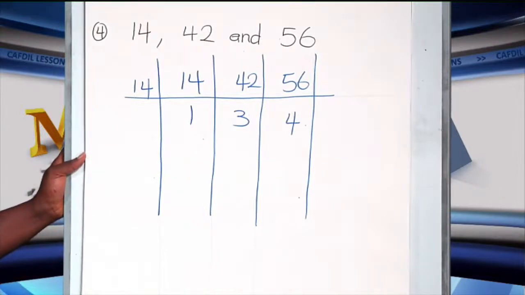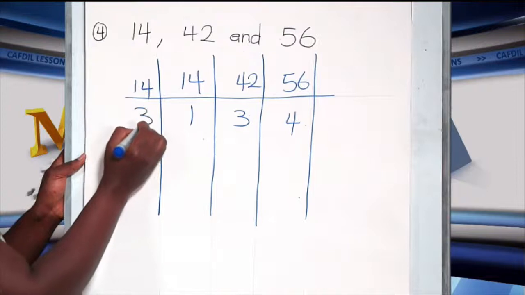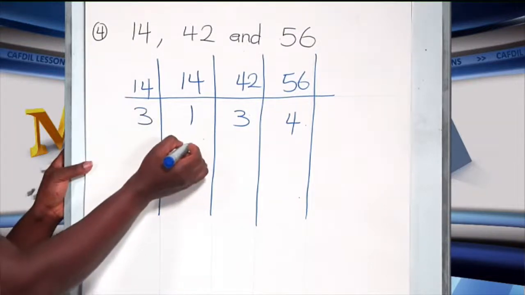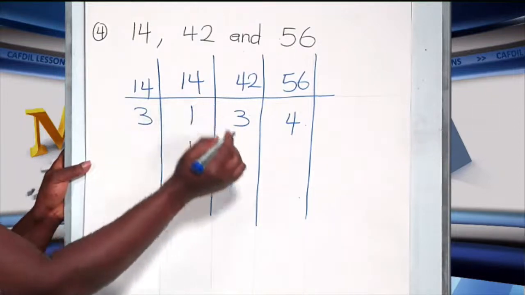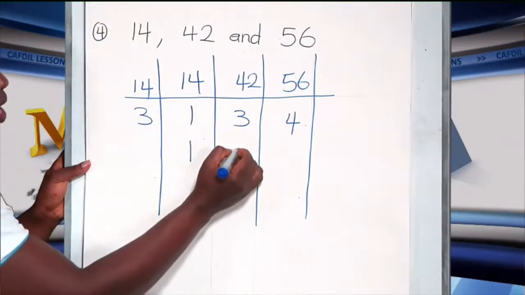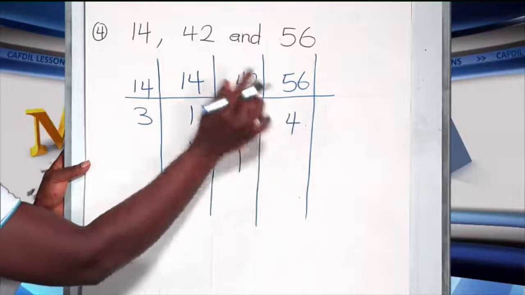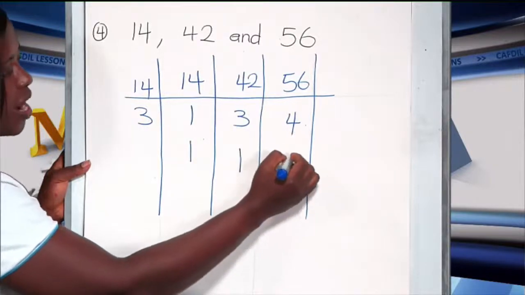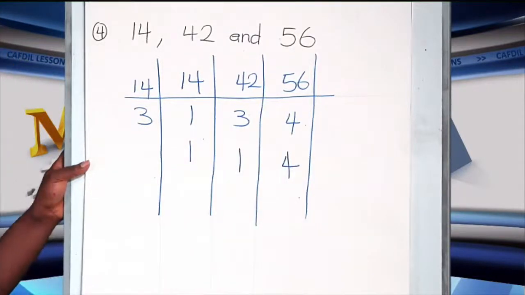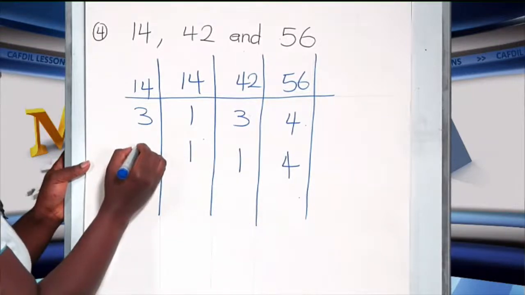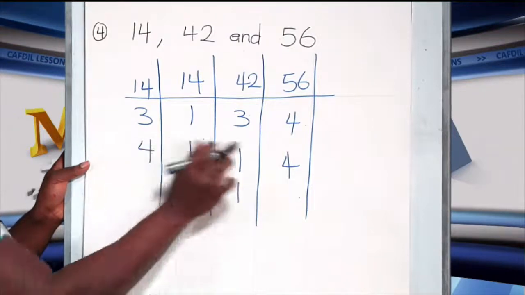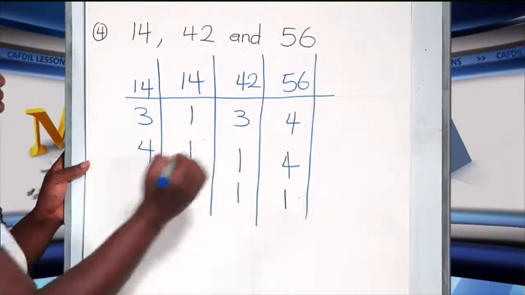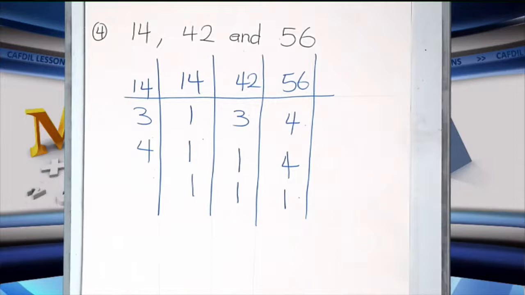Now we can use 3. 3 cannot divide 1. Learners, let's write it here. 3 goes into itself once. 3 cannot divide 4. Therefore, we write a 4 again. We can use 4. 4 can't divide 1. 4 goes into itself once. As soon as we get here, we stop.